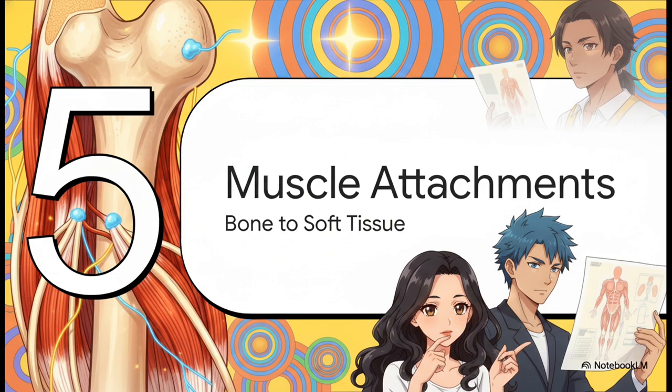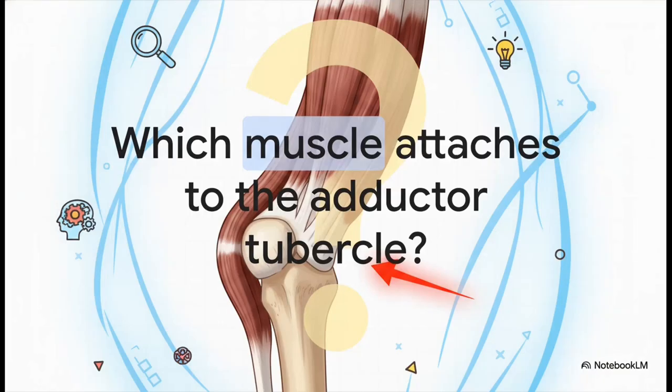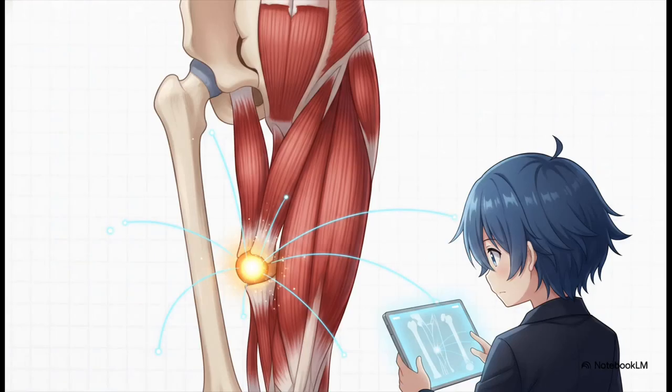Anatomy makes so much more sense when we connect the bony landmarks to the soft tissues that actually pull on them. Let's test that active recall one more time. Which specific muscle structure is attached directly to the adductor tubercle? We know the bony landmark now, but what exact muscle structure utilizes this anchor point? The answer is the hamstring part of the adductor magnus.